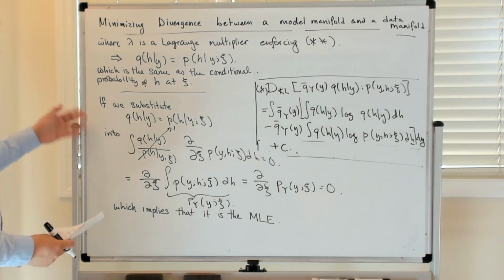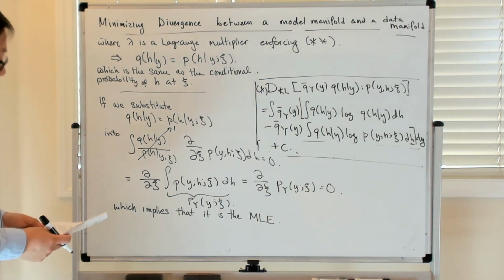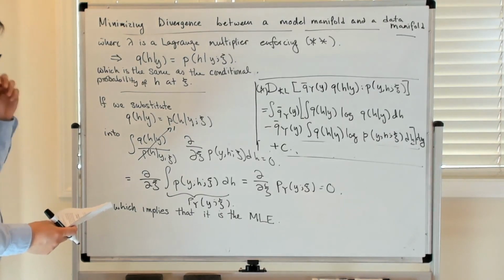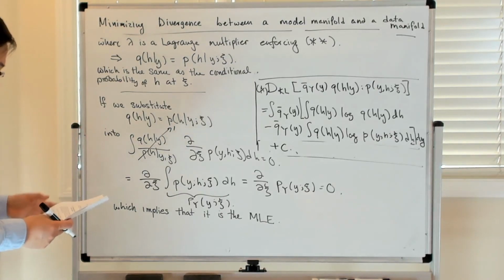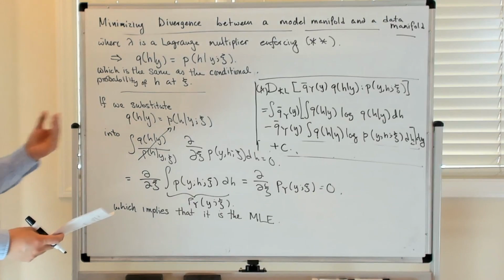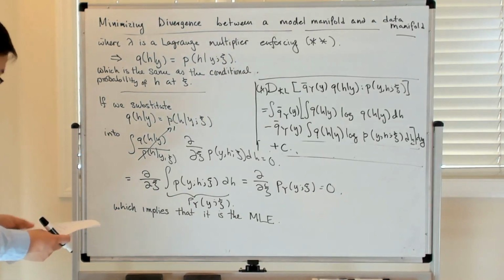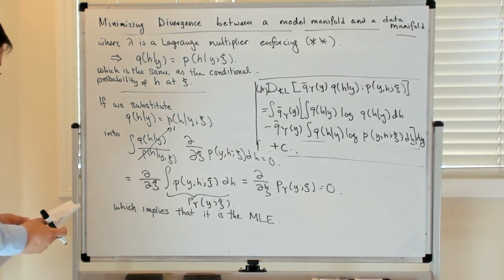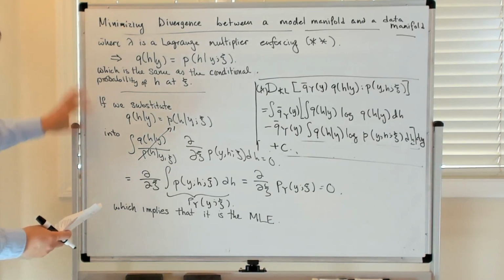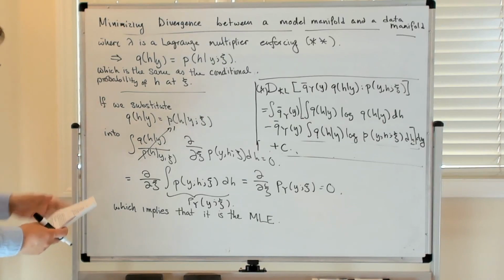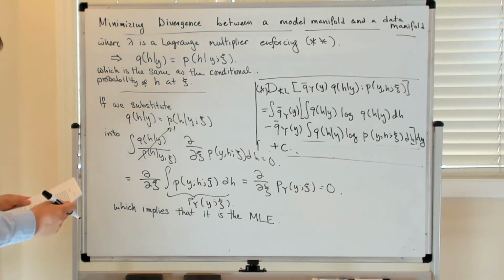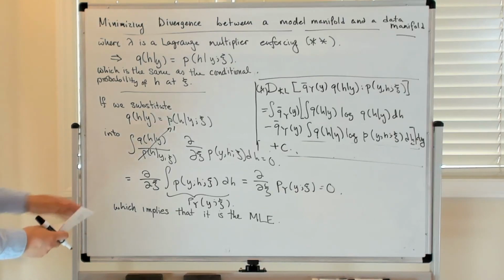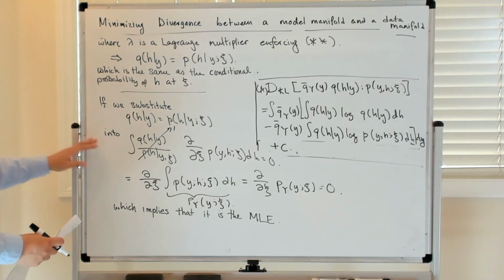That the maximum likelihood estimator is a minimizer of the KL divergence from D to M. Okay. The next thing we'll talk about is actually applying this EM algorithm in practice for computing this maximum likelihood estimator. So let me just stop here for now.